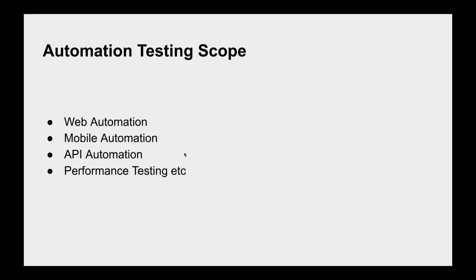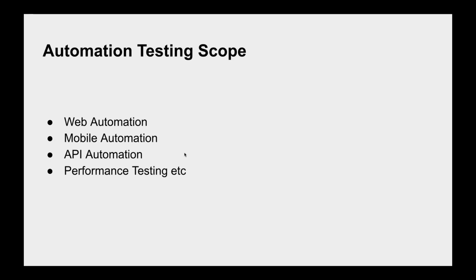The other is performance testing. There are again open source tools, JMeter and other tools. Performance testing basically speaks about how efficient the application is, and how fast the application interacts with the customers, the users. So these are the different areas.